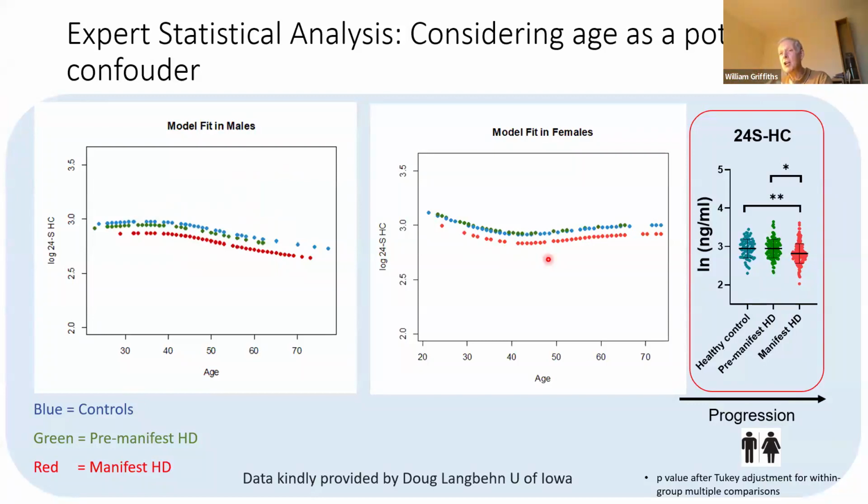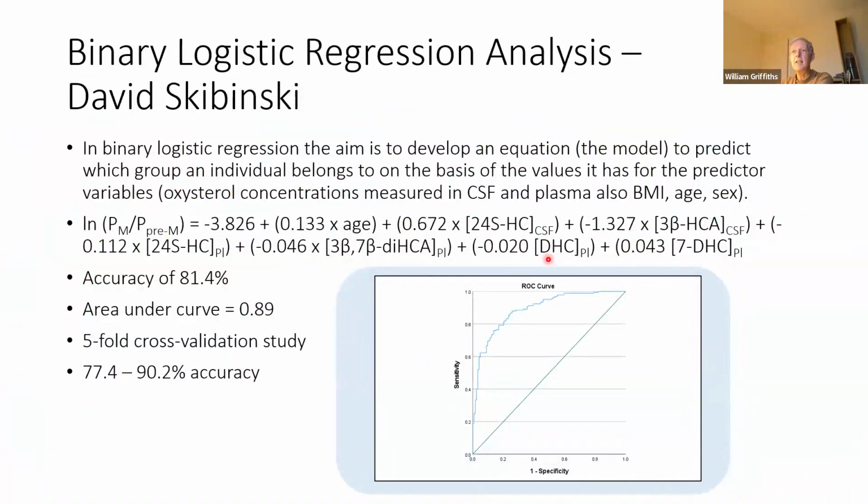So this data shows that in the group of patients with manifest HD, the levels of 24-hydroxycholesterol are lower than in the pre-manifest or the controls. This 24-hydroxycholesterol in plasma can be useful in clinical trials as a measure of effectiveness, to see if there's any improvement or a slowing of deterioration. We've also done some other statistics. A colleague of mine, David Skabinski, has done some binary logistic regression analysis, where he takes all the different oxysterol data, age data, and also BMI data, and develops an equation or model which can predict the likelihood of a particular sample falling into the different groups.